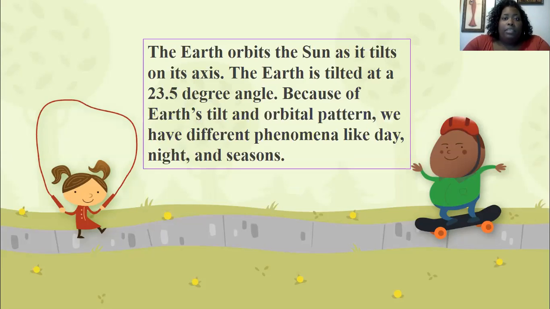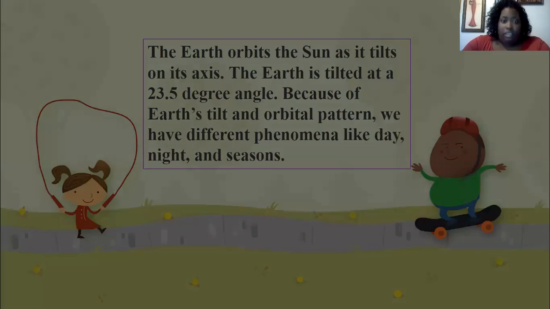So the Earth orbits the sun as it tilts on its axis. The Earth is tilted at a 23.5-degree angle. Because of Earth's tilt and orbital pattern, we have different phenomena like day, night, and seasons. And again, we also have the tides, and you'll learn about the low tides and the high tides in sixth grade. But just wanted to throw that in there.